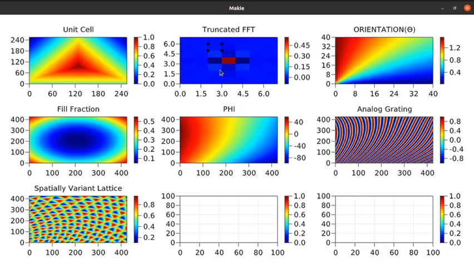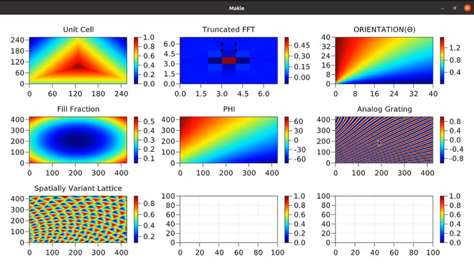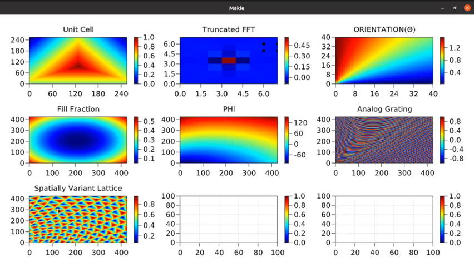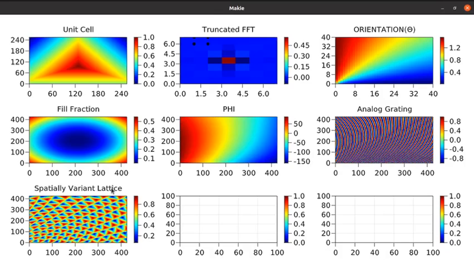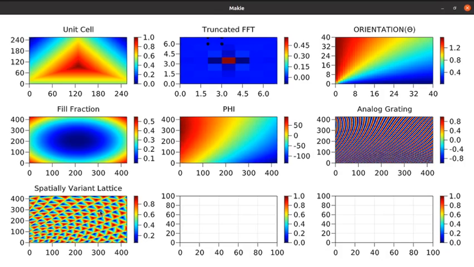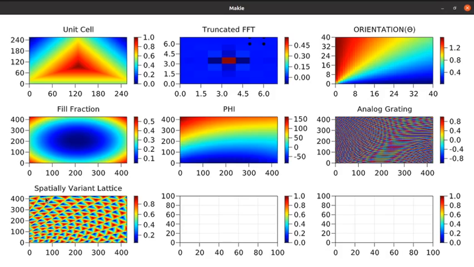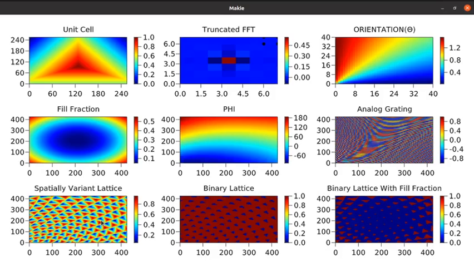Each Fourier term is multiplied by its corresponding analog grating, which results in the overall spatially variant lattice. This term is multiplied to this 2D matrix. Eventually we get this spatially variant representation. This is the binary lattice, which represents solid and void with 0 and 1 as values. The effect of fill fraction we can see in the last plot.